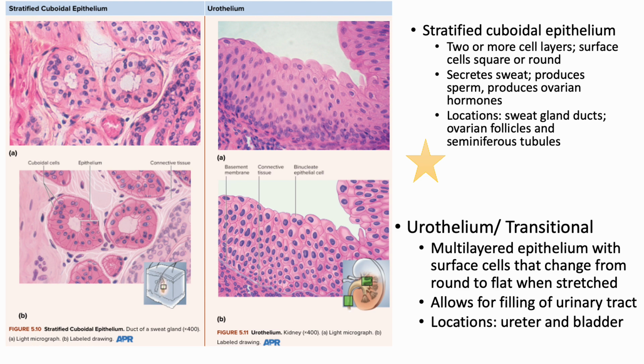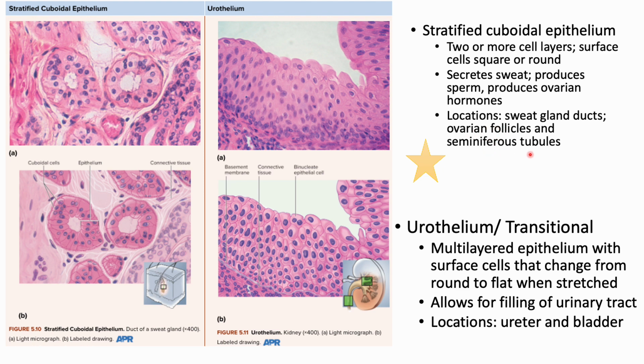Next, we have stratified cuboidal epithelium. Here we have the epithelium at the bottom left and the top left. Stratified cuboidal epithelium has two or more cell layers. The surface cells are square or round. They secrete sweat, produce sperm, and produce ovarian hormones. So where do we find them? Sweat glands, ovarian follicles, and the seminiferous tubules of the testes.